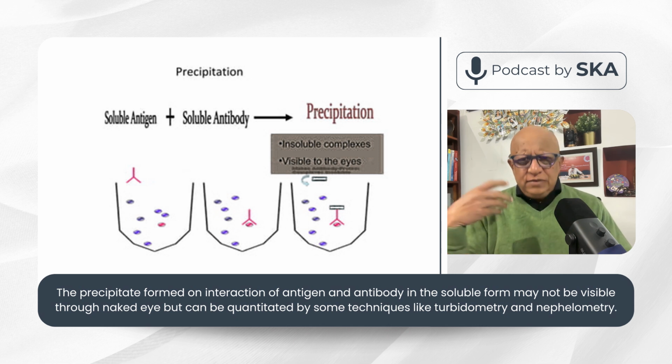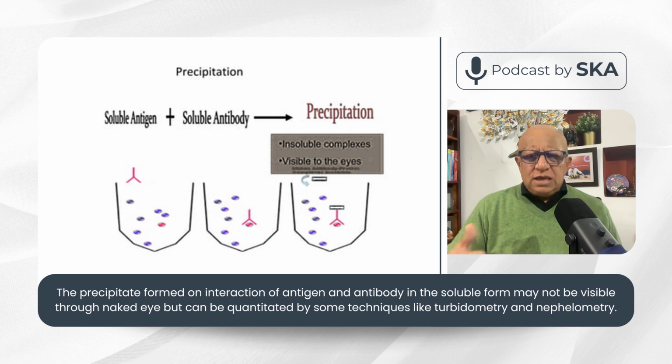minute, and with the naked eye you cannot appreciate it. But there are very good techniques like flowmetry. They basically look at the turbidometry. So turbidity, because once the precipitate is formed, the turbidity will change in the solution, and you can actually quantitate the amount of precipitate in a solution. And similarly, there is nephelometry.